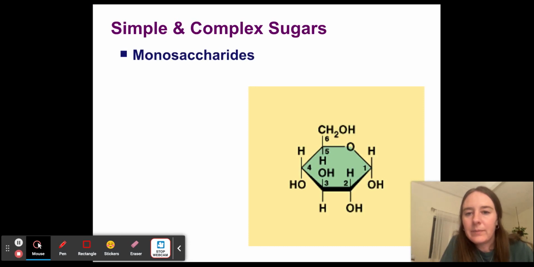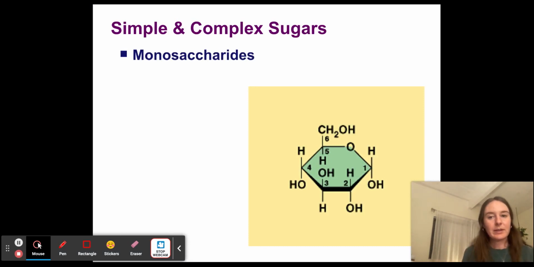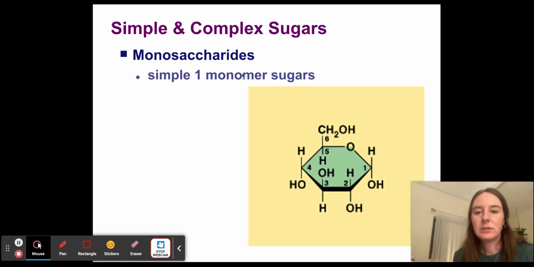So we have different types of sugars. So again, like we just talked about, monosaccharides means one sugar. And so that's a simple monomer. It's one single unit. So just like this is a monosaccharide. And then an example would be glucose.